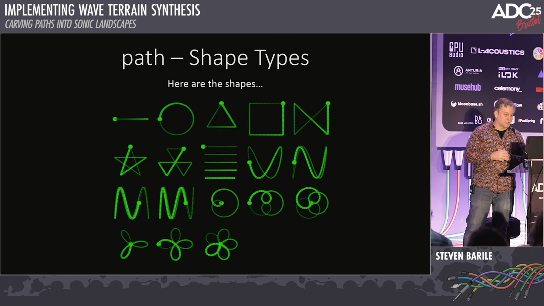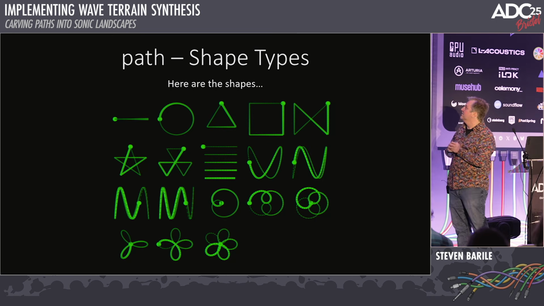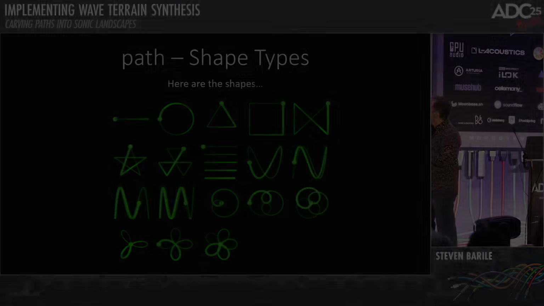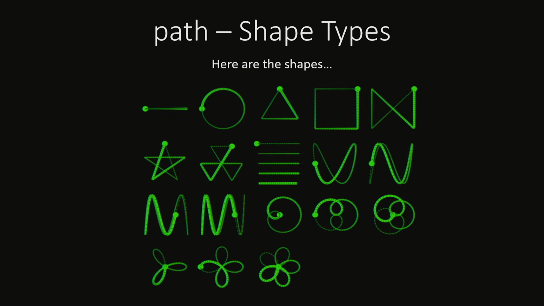Okay, let's see. So on to shapes for terrains. I'm sorry, for paths. So these are all the shapes that we support. I'm sorry, I keep trying to get ahead of myself.